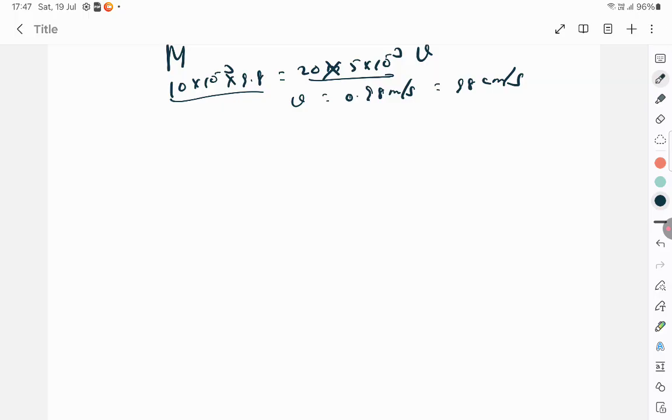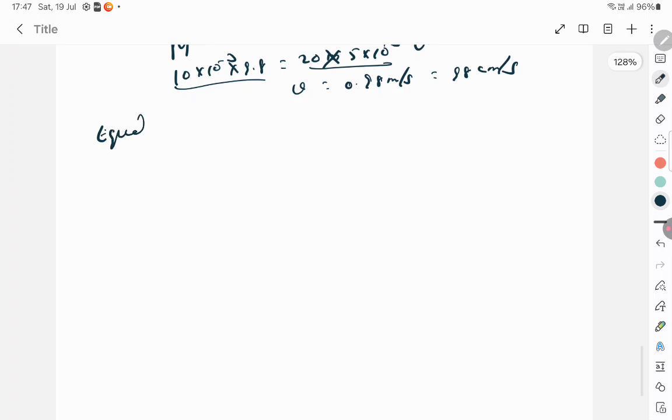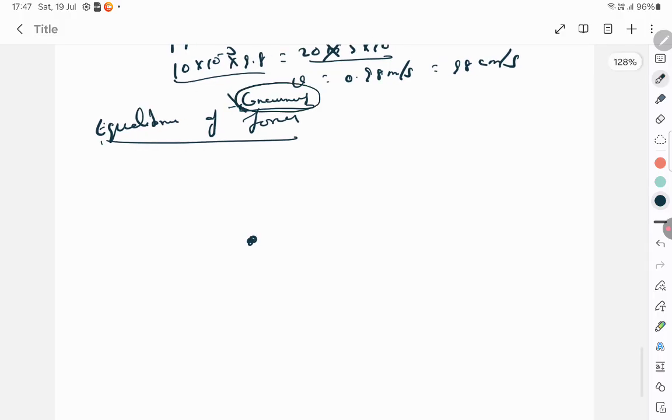So let's go to the next kind of sums, where first I'm going to teach you something called equilibrium of forces. In equilibrium of concurrent forces, what is the meaning of concurrent? Concurrent means acting at the same point. The forces are acting at the same point. You call it concurrent.